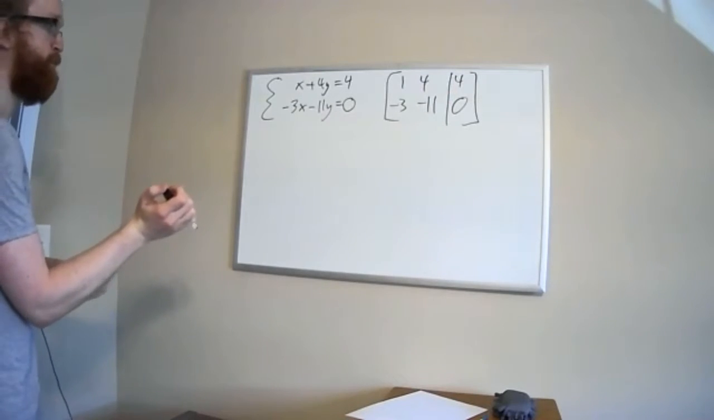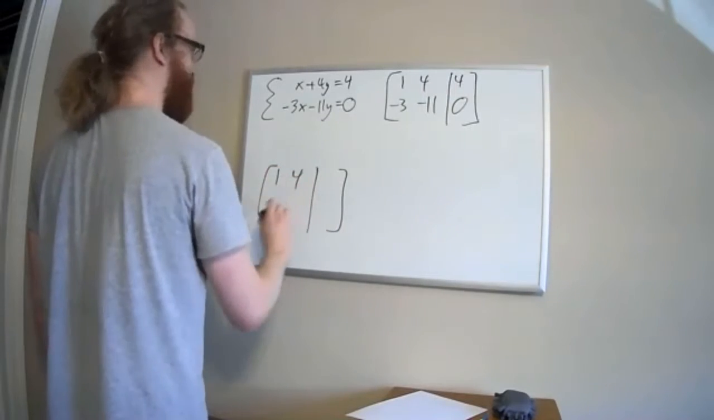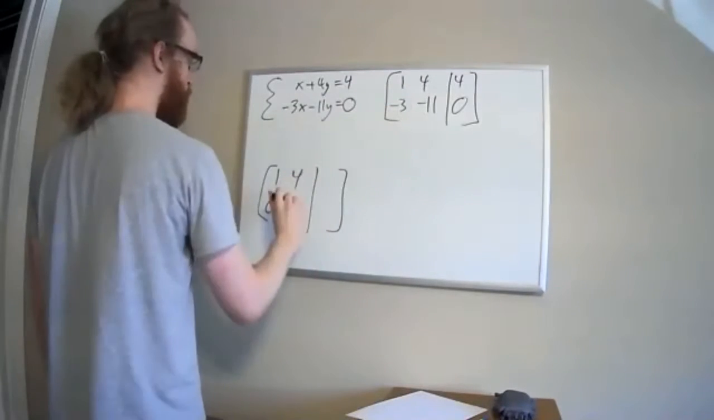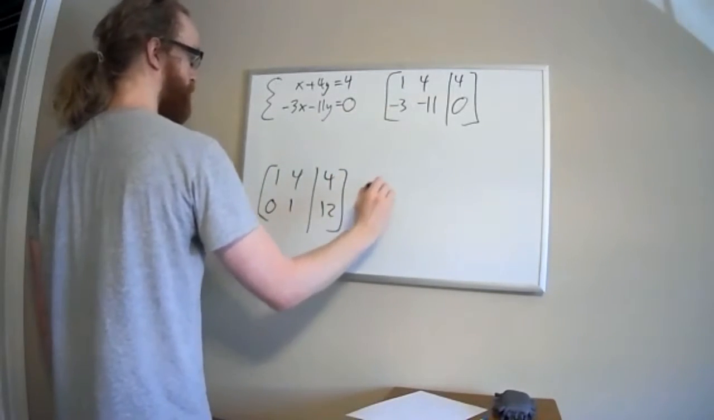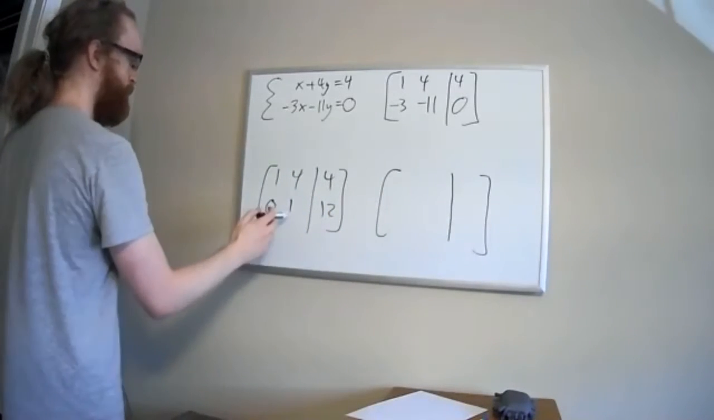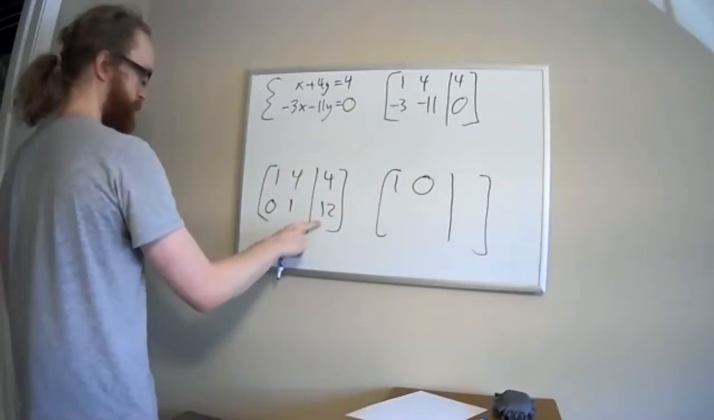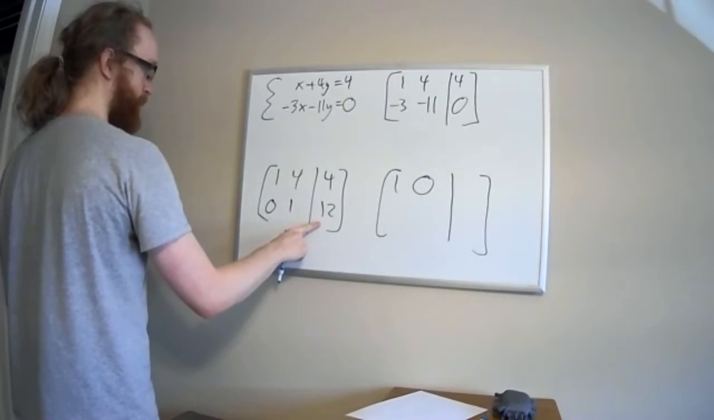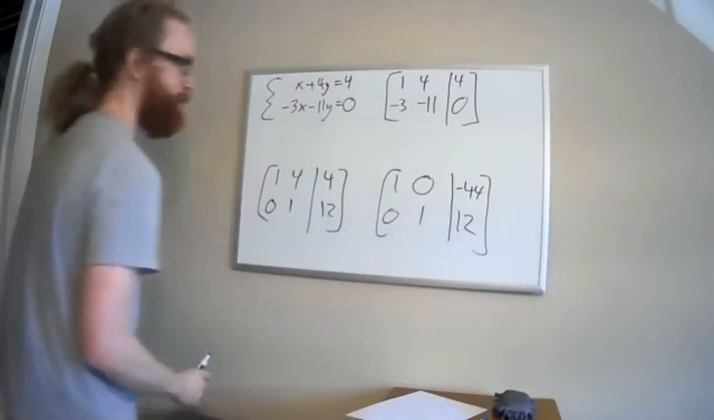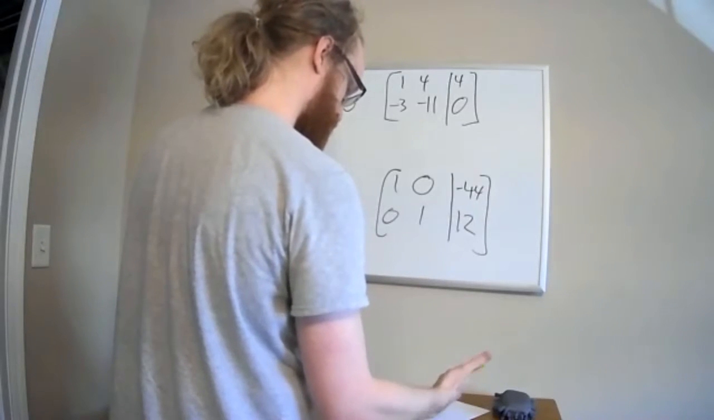In fact, maybe we should find that really quick. I'll do this sort of quickly, just so I know what the solution is. You know, I could add +3 times the first row to the second row. I would get 0, 1, and 12. And then I would do -4 times the second row to the first row. I would get 1, 0. -4 times 12 is -48. Plus 4 is -44. So I think this is my solution here. It's -44 and 12. So let's remember that. -44 and 12.